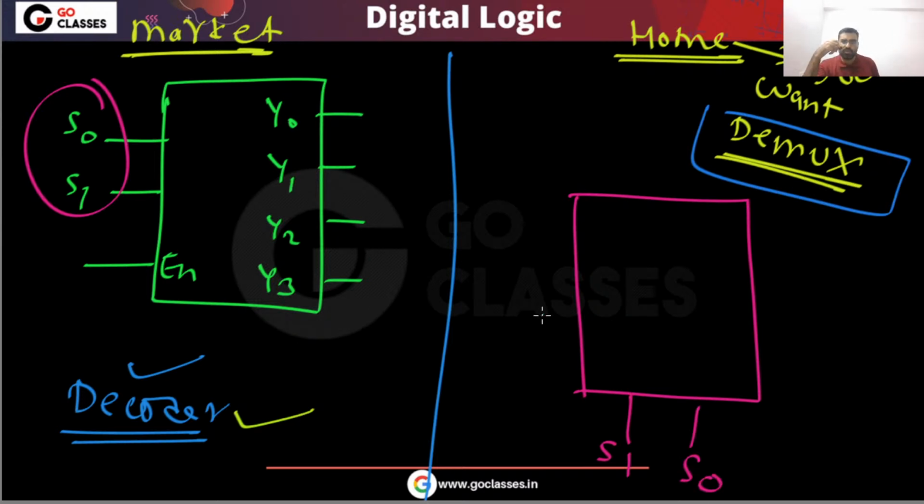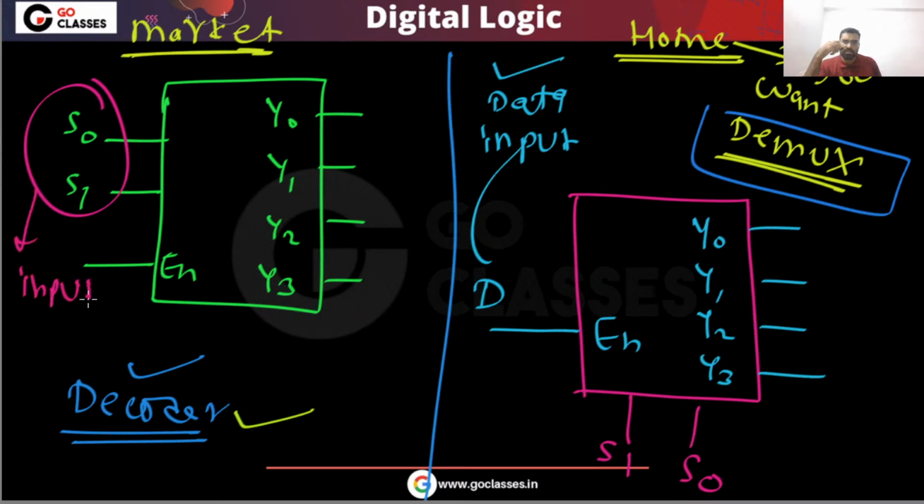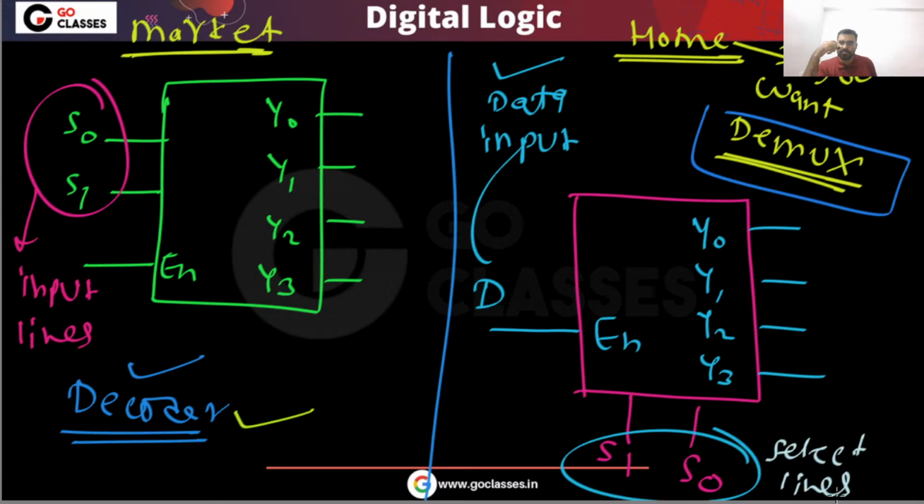Okay, these data inputs you will use as select lines, and to this enable you will connect your data input. You will connect here. So your data input you will connect to enable, and these input lines of decoder, you will convert them to select lines. You will use them as select lines.